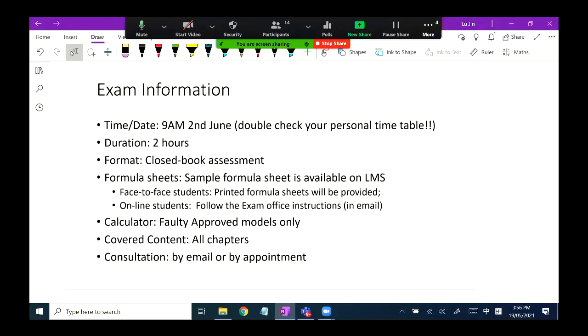Okay, this is about the formula sheet. The sample formula sheet has already been uploaded on MS, but maybe I forgot to enable that folder for you. After this lecture, I'm going to enable the exam preparation formula folder on MS. So the sample formula sheet is given there.